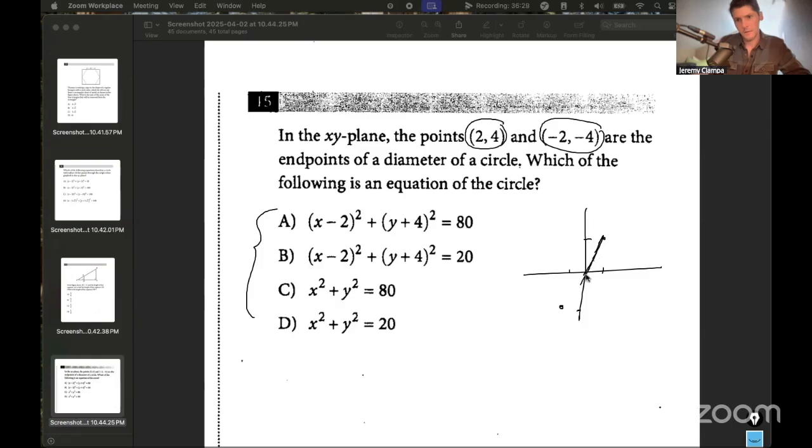And people think about the distance formula as if it's something more specialized than it is. Basically, the distance formula says, figure out your horizontal distance.